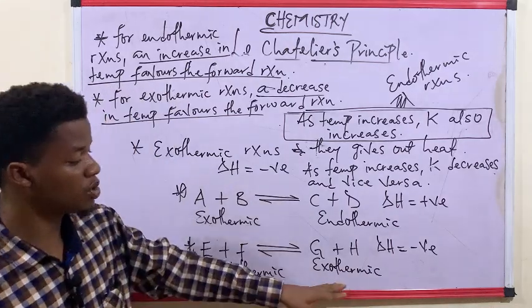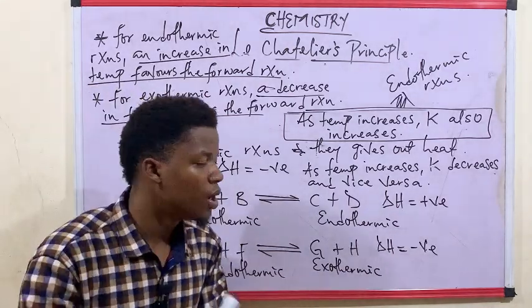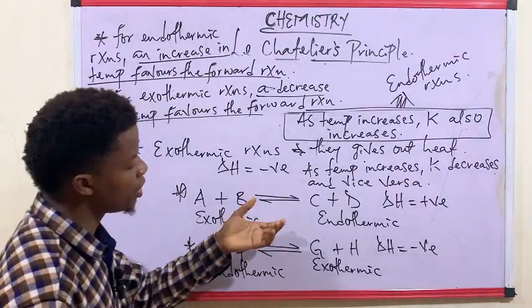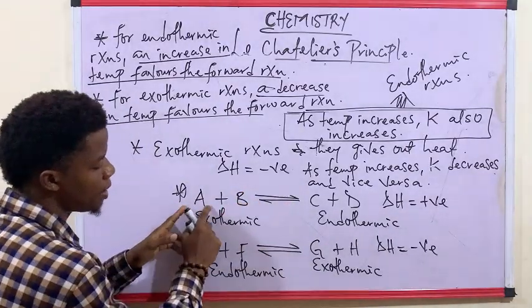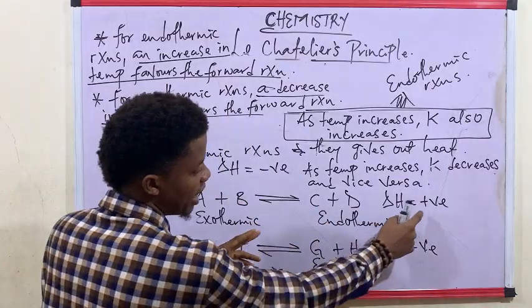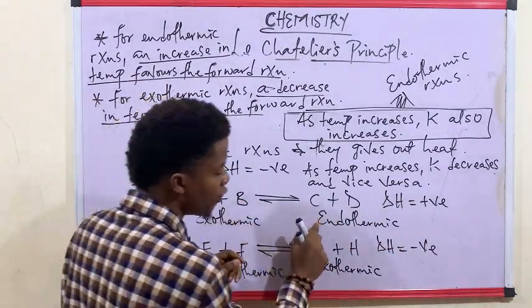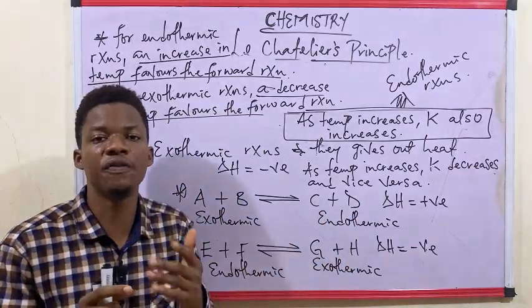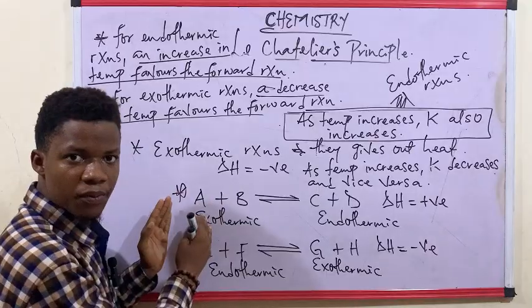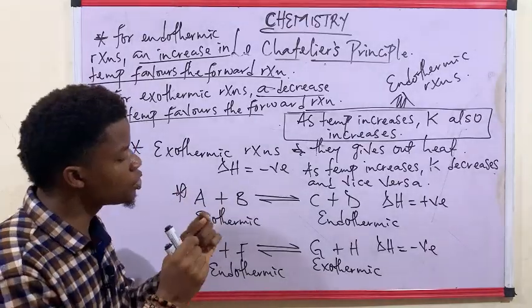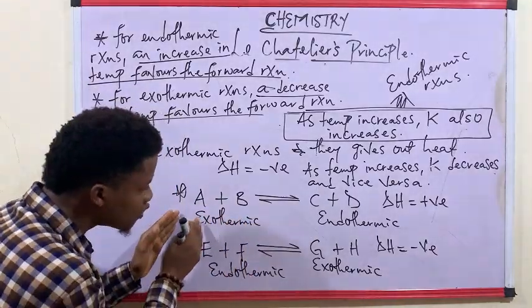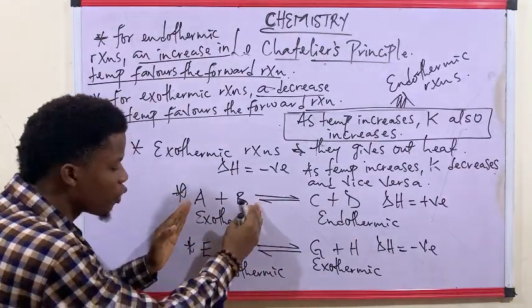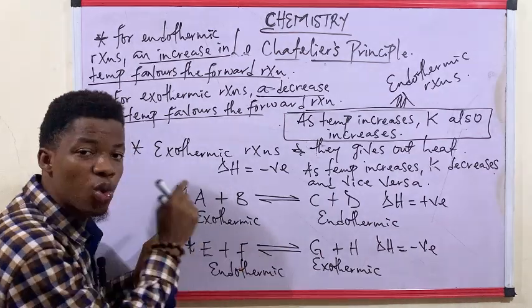Whenever I want to favor exothermic reaction, we decrease the temperature. So if you are not given this, for example, in this reaction, A plus B gives C plus D, delta H is positive, which means that your forward reaction is endothermic, your backward is exothermic. So for this case, if you want to shift the equilibrium position to the left, which is exothermic, you want to favor the left-hand side, that is your reactant side.